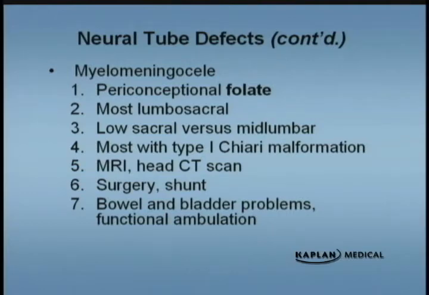Many of these patients, depending again on the level, but most of them will have bowel and bladder problems. With bladder problems, this puts them at increased risk for urinary tract infections. They have what's known as a neurogenic bladder. The bladder doesn't empty normally, and they are having urinary stasis, which increases the risk of urinary tract infections. They can also have chronic constipation.